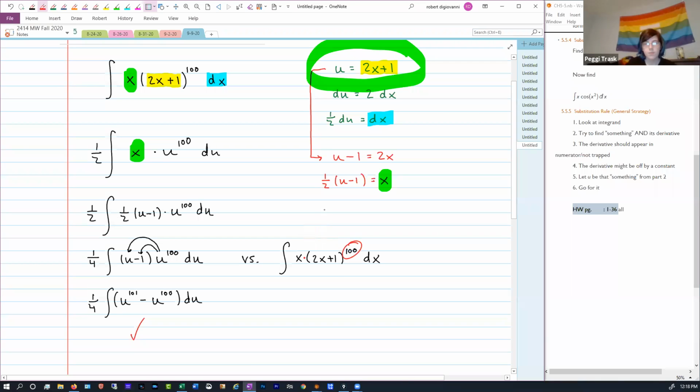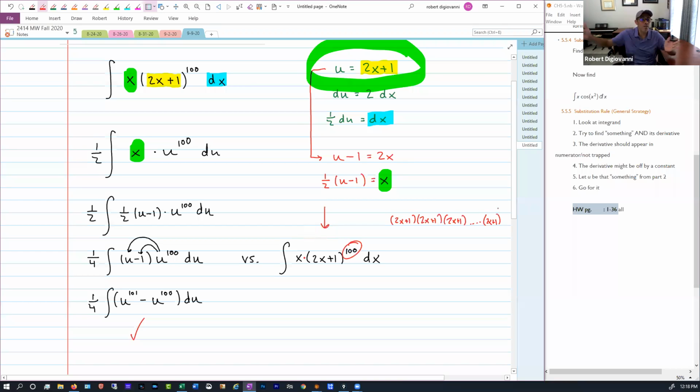So in order to do the original problem, you would actually have to do 2x plus 1 times 2x plus 1 times 2x plus 1 for 100 times. And then get that polynomial all expanded and simplified. And then you could distribute x through, right? But with this substitution we made, we're actually able to change things in a way that this right here did not have a power on it anymore. So we could pass it through, right?